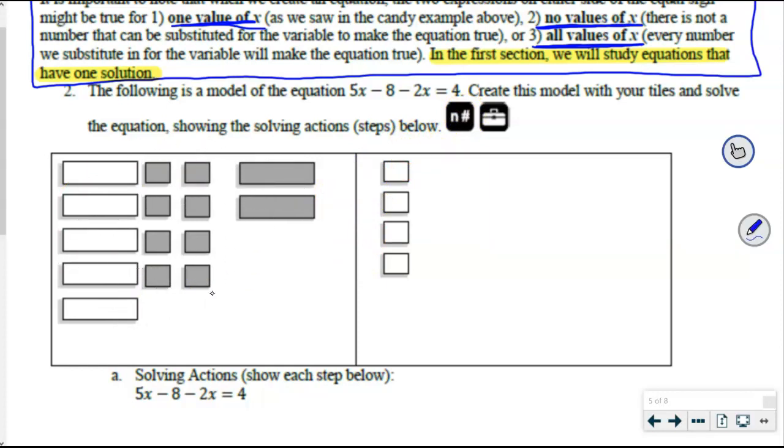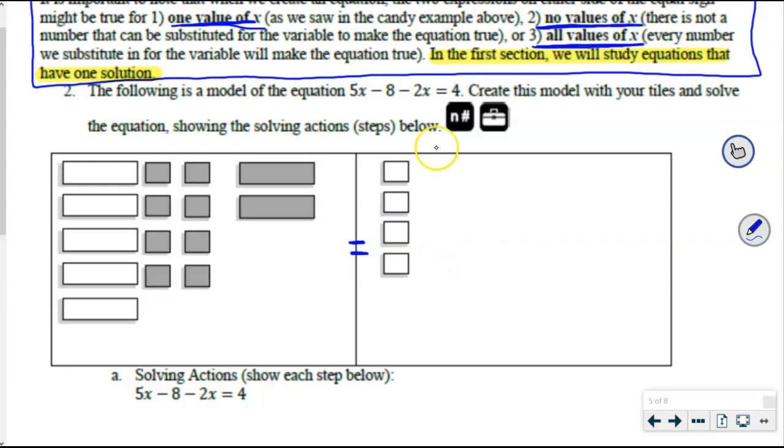Here's what's different. It says 5x minus 8 minus 2x is equal to 4. So we now have one side and we now have a second side, and we need to show that they are equal. Please add an equal sign right there to show that this side is equal to and balanced with this side.